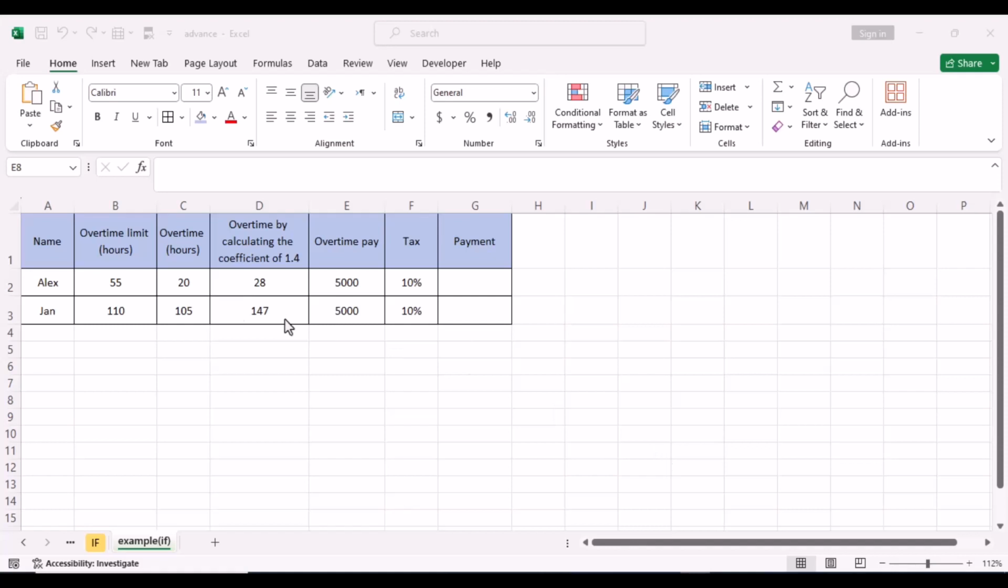According to the ceiling defined for individuals, here for Alex, this ceiling has been met and a payment is made. But for Jan, the overtime hours are more than the allowed limit. Now we need to write a formula that when we copy it down for all the people that are going to be added here, Excel will do it automatically. So let's do it together.